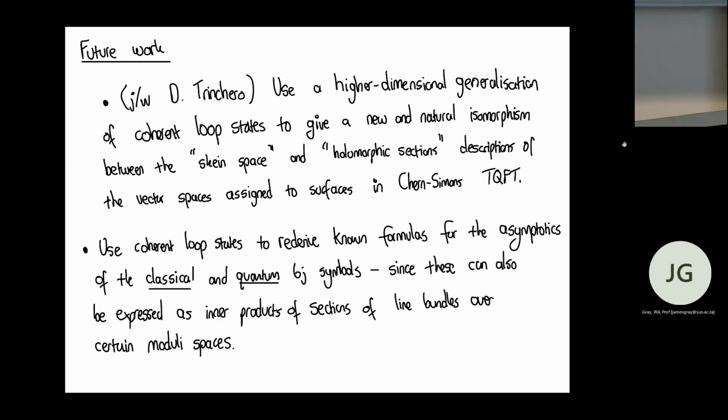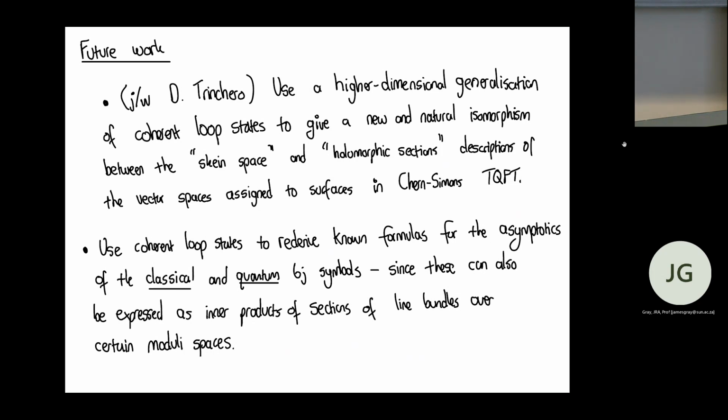In future work, joint with Dario, we want to use a higher dimensional generalization of coherent loop states to higher dimensional manifolds. Then it won't be a loop, but like a surface, to give a new and natural isomorphism between two descriptions, between the skein space and the holomorphic sections descriptions, of the vector space assigned to surfaces in Chern-Simons TQFT. TQFT means topological quantum field theory, as I said in the beginning.